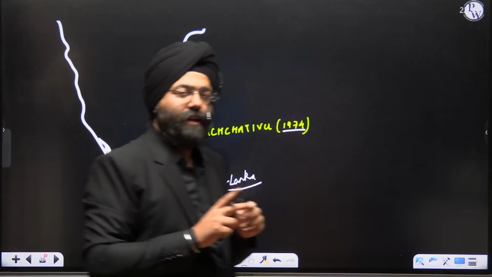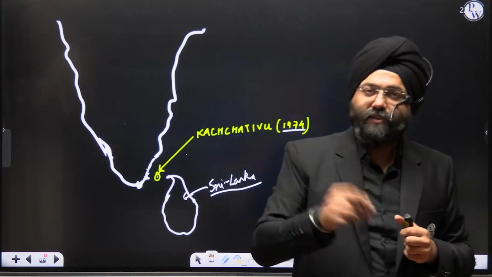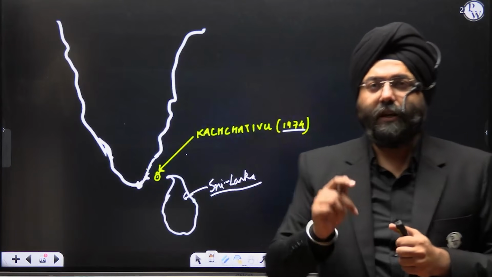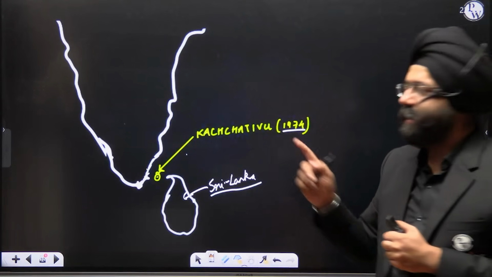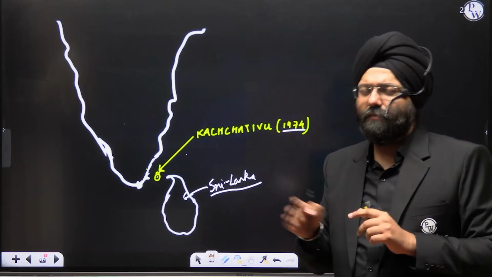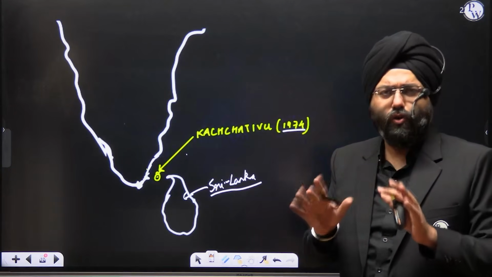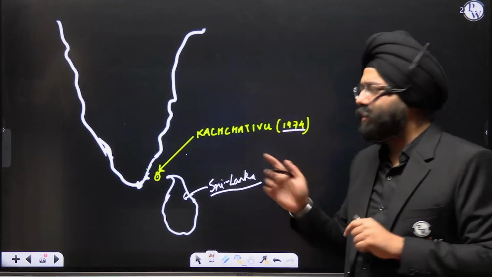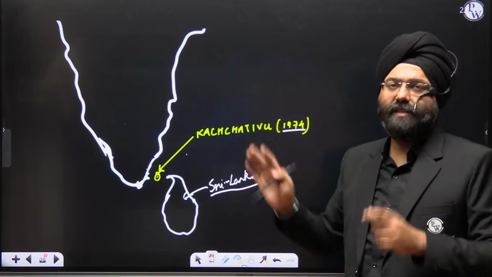And that is why, please understand, this dispute arose: the state of Tamil Nadu says, why did the central government in 1974 cede this island to Sri Lanka? This again remains a bone of contention, though the government of India has made it very clear that because it has been given to Sri Lanka, it remains theirs right now.